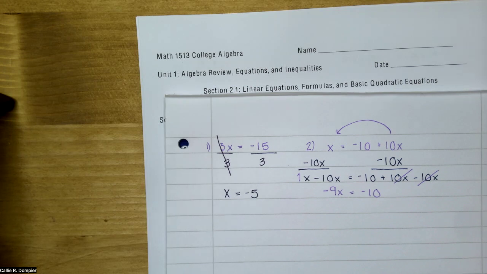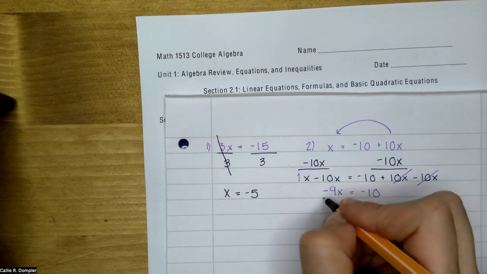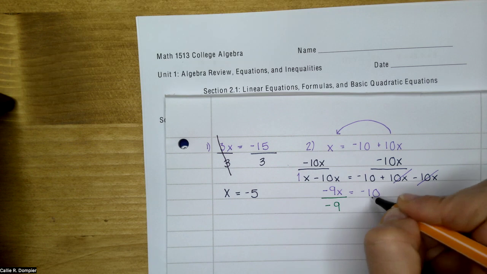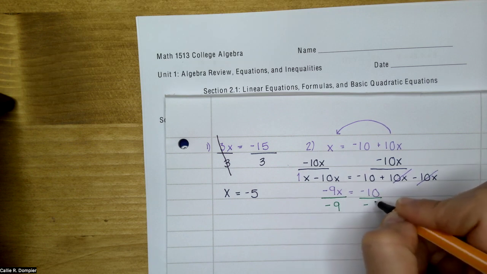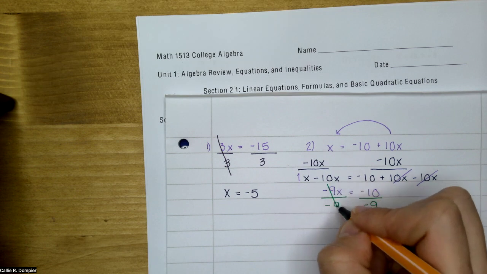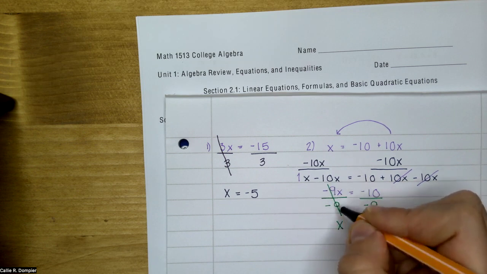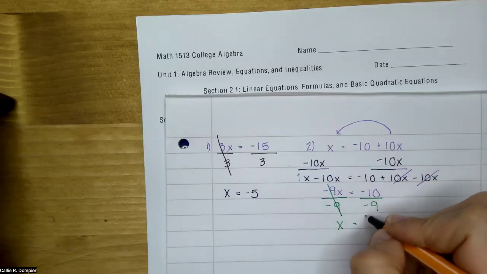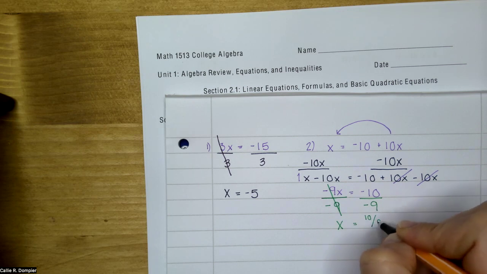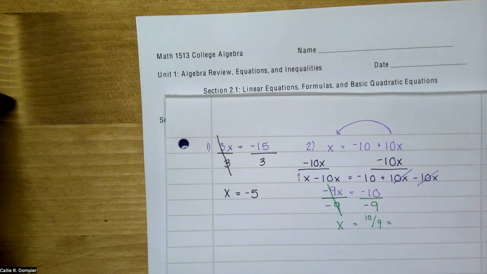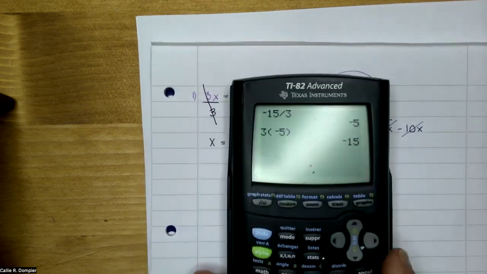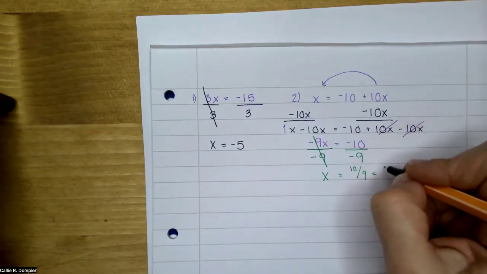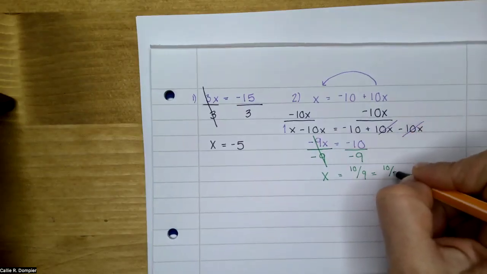Right now, x is being multiplied by negative 9, so we want to do the opposite. Instead of multiplying by negative 9, we're going to divide by negative 9. Anything I do to the left side, I have to do to the right side. So we're going to say positive x, because that was a negative divided by a negative, equals negative divided by negative is a positive. So we're just going to say it's 10 ninths. Does it tell us what to leave it as? It's not a great decimal, so I would just leave it as a fraction. So x equals 10 ninths.